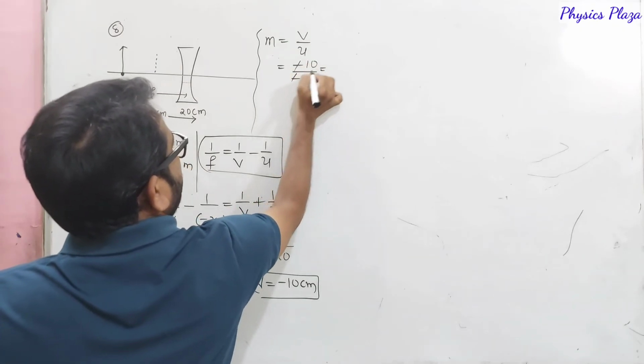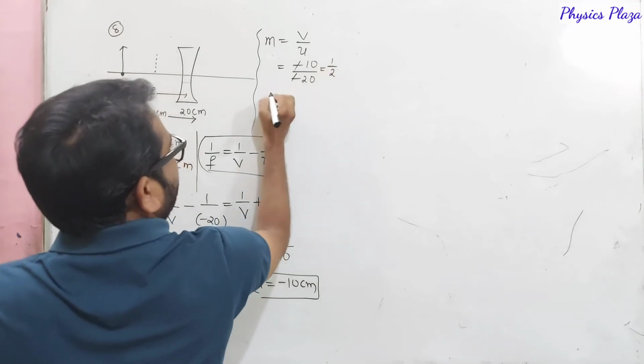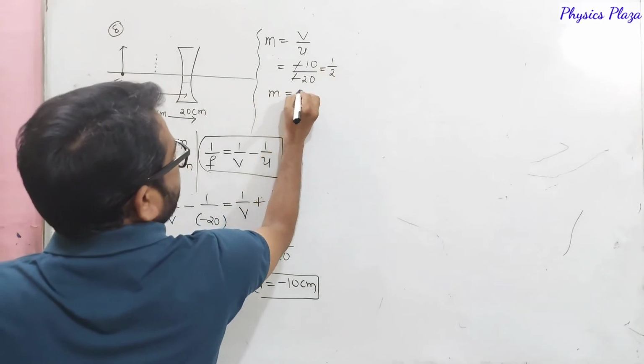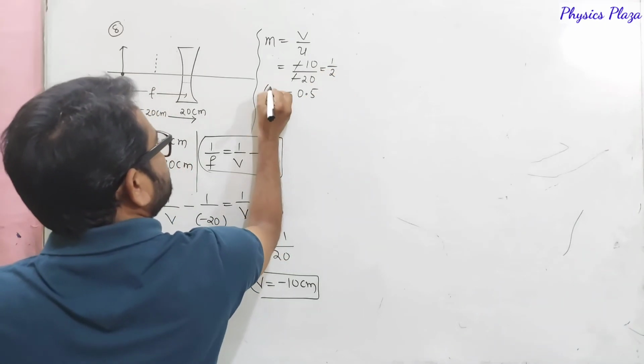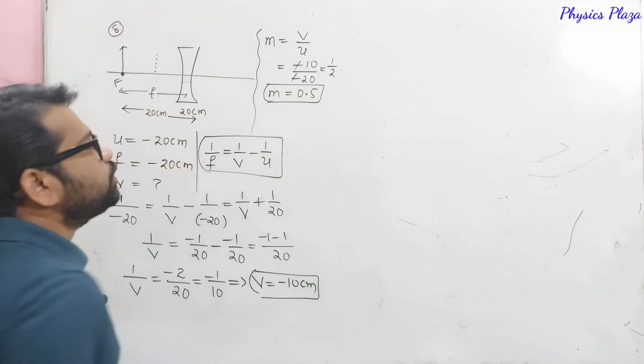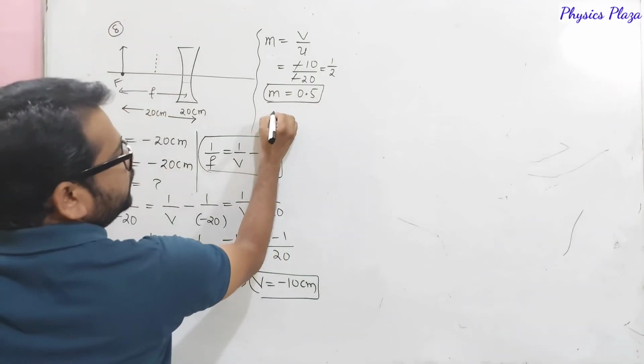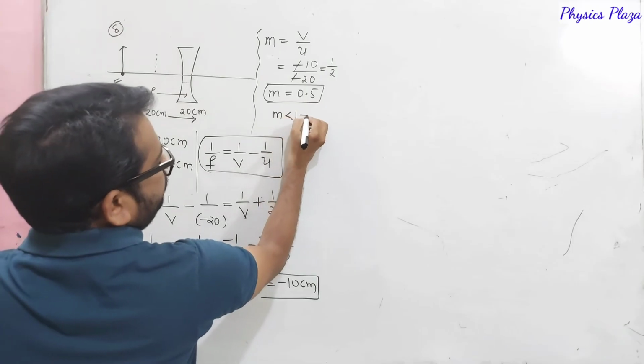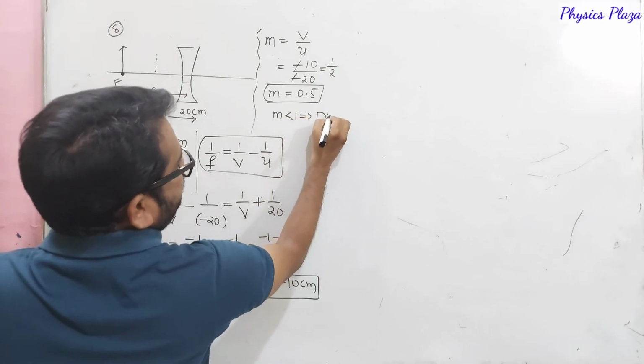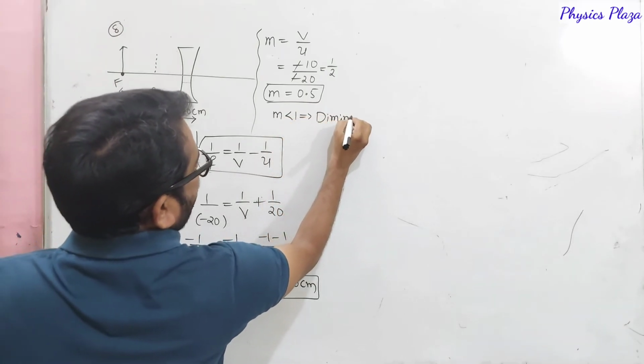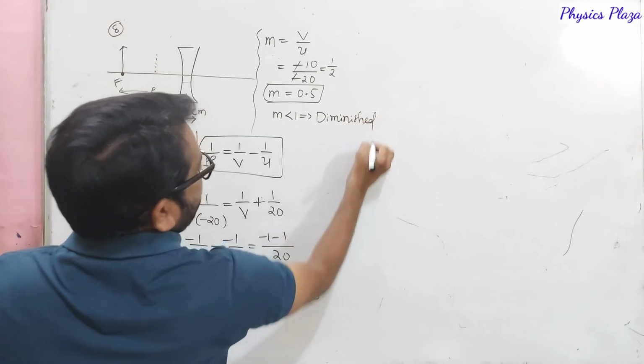So this is going to be 1 by 2, that is m is equal to 0.5. We got m as positive only. Children, m is 0.5, what does it mean here? m is less than 1, which means what? It is a diminished image only. So it is a diminished image.